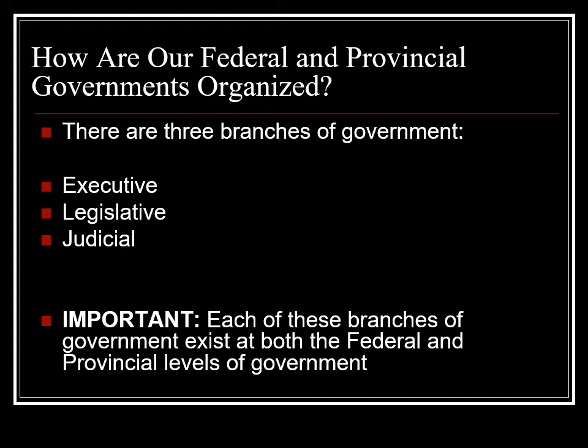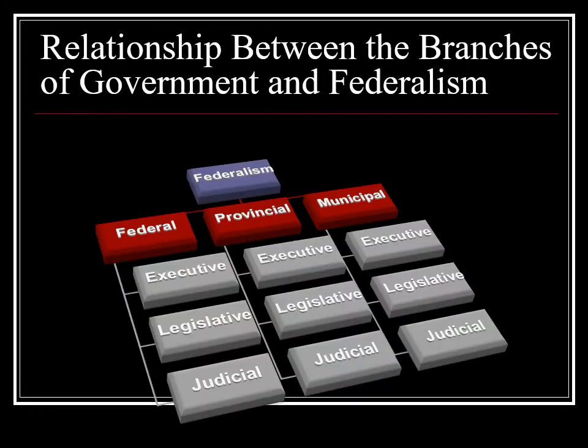How are our federal and provincial governments organized? There are 3 branches of government: executive, legislative, and judicial. It is important to note that each of these branches of government exist at both the federal and provincial levels of government. Here is a visual breakdown of the relationship between the levels of government and the branches of government. At each level of government, federal, provincial, and municipal, exist the 3 branches of government: executive, legislative, and judicial.